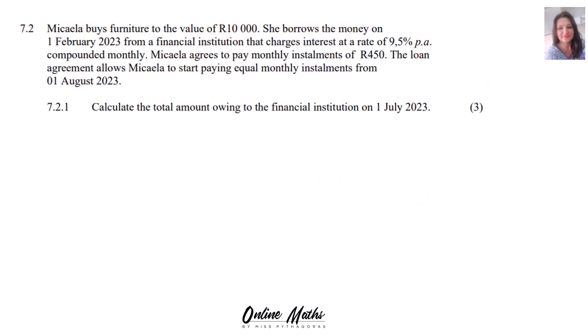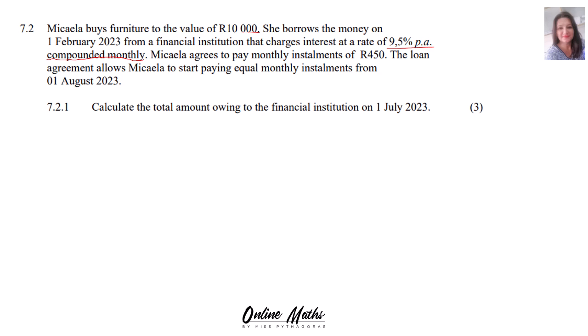Number 2. Michaela buys furniture to the value of 10,000 Rand. She borrows the money on 1 Feb 2023 from a financial institution that charges at a rate of 9.5% per annum compounded monthly. Michaela agrees to pay the monthly installments of 450 Rand. The loan agreement allows Michaela to start paying equal monthly installments from the 1st of August 2023.